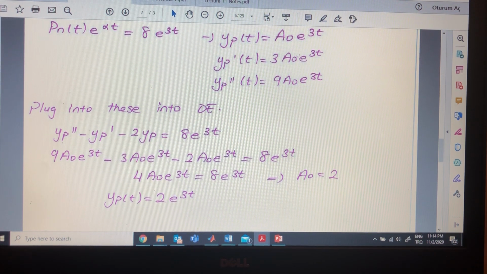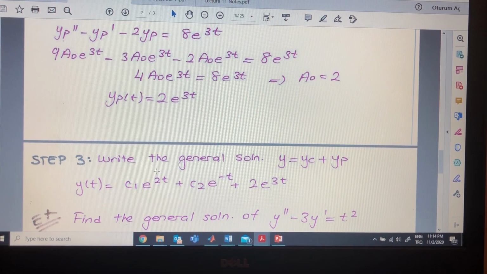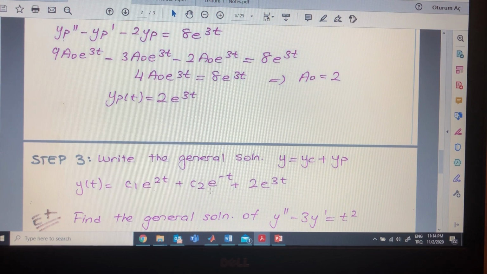Here I just plugged in this. Here I just plugged in that. Do the calculation. You have 4 a0 e to the 3t on the left, you have 8 e to the 3t on the right, which means that 4 a0 is 8, a0 is 2. Just plug into yp of t. yp of t was a0 e to the 3t, so you have 2 e to the 3t as a particular solution. And as a next step, you need to sum the complementary solution and particular solution for the general solution of your differential equation. Okay, and here it is.